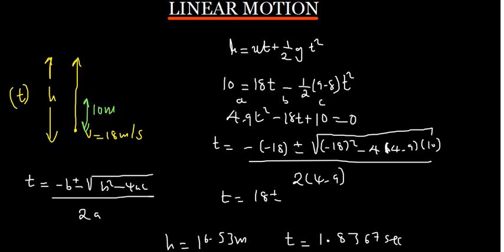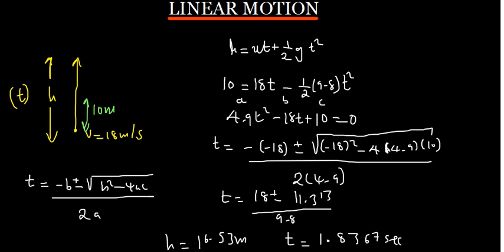So that will be 18 squared minus 4 multiplied by 4.9 multiplied by 10, and then the answer that we get, we square root it. So this is giving me 11.313, and then divided by 2 times 4.9, that is 9.8.